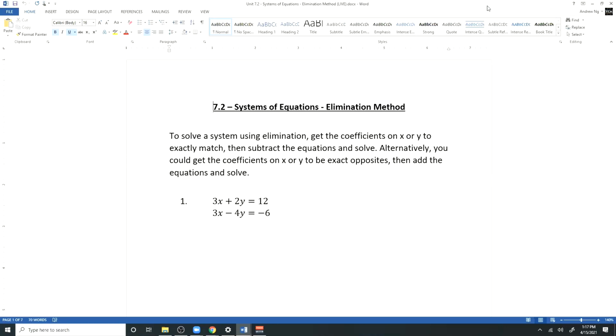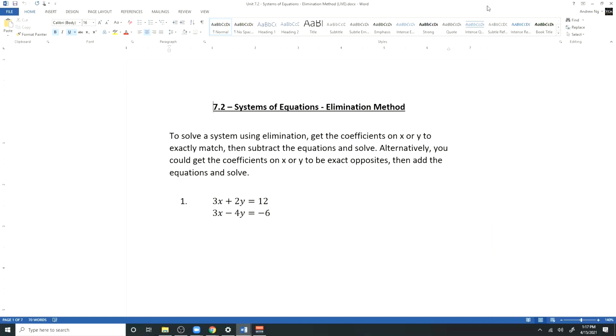The elimination method's another way to solve systems like we've been working with. To do this, we're going to add and subtract entire equations in order to make it so I'm only dealing with one variable. How are we going to do that? Well, if I've got coefficients that are exactly the same, such as in this first example, I see 3x and 3x, that's great. Then I can go ahead and subtract those equations, and the x should cancel out, leaving just y left to solve.